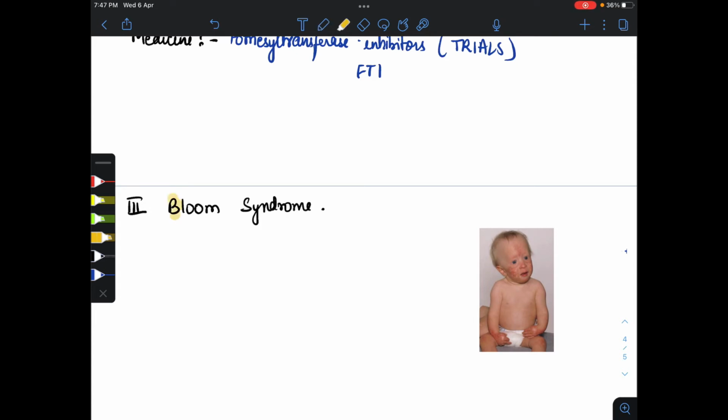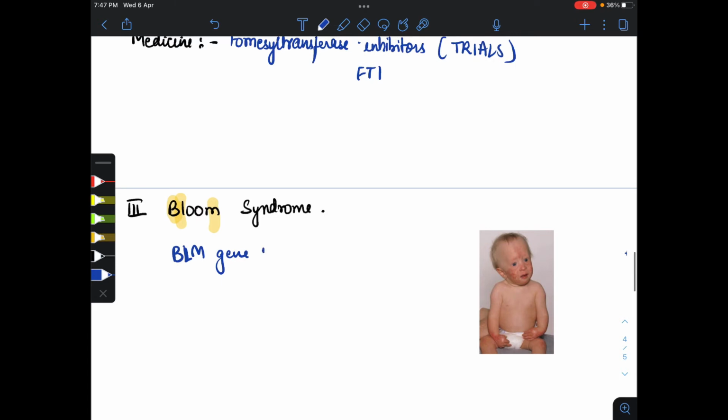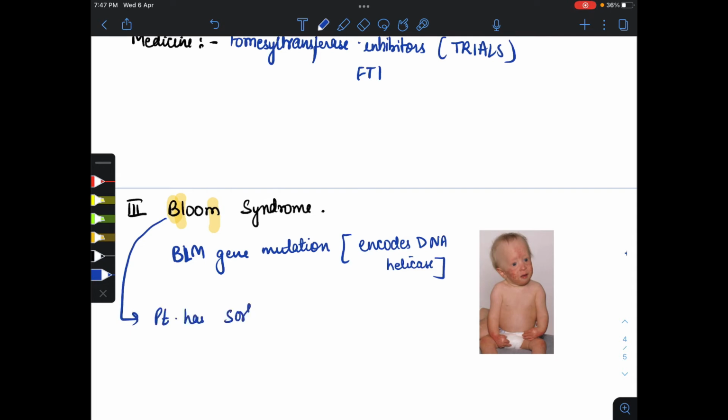So in Bloom syndrome, BLM, the gene defect is a BLM gene mutation, and it encodes the DNA helicase. Please remember that it encodes the DNA helicase. In Bloom syndrome, the patient has short stature.